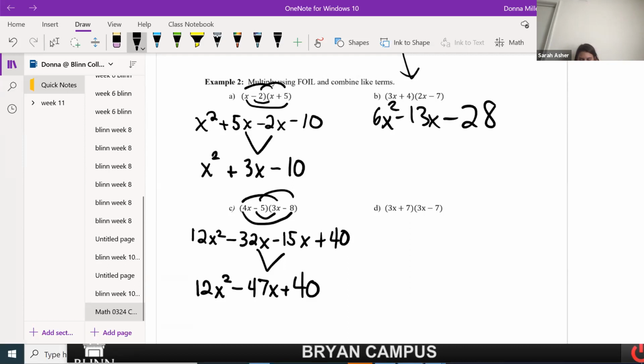What she was asking me is, I could just do this guy times that, and then this guy times that, right? That does the same thing as FOIL. So I'll do FOIL, I guess.